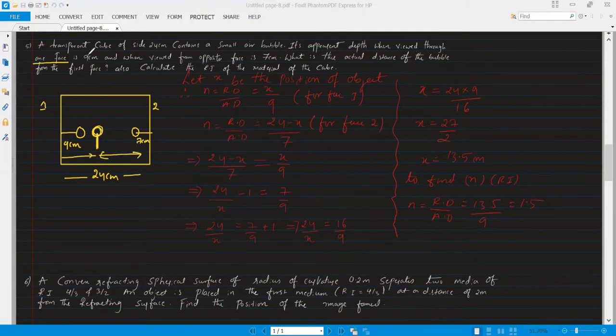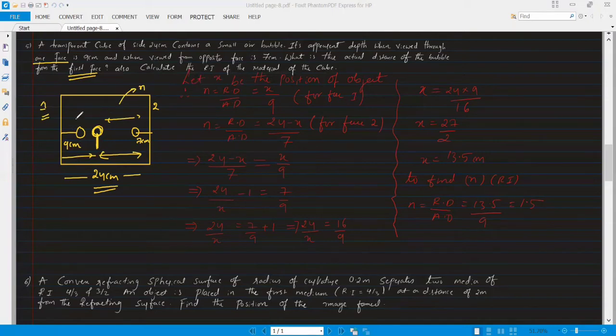Let us calculate from any one face. From the first face, they are mentioning. That means from the first face we will solve for this. The distance from the other side can also be calculated. Total it is 24 centimeter. If you calculate 24 minus this value, you get the value from this side. Also calculate the refractive index of the material of the cube. We have to find the refractive index of the material of this cube.